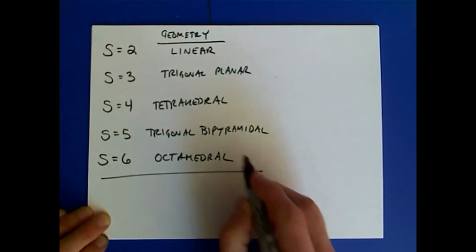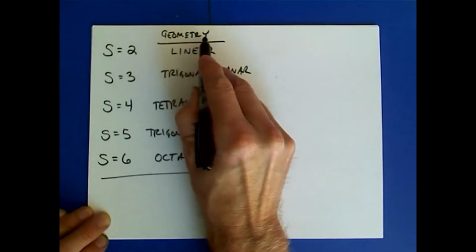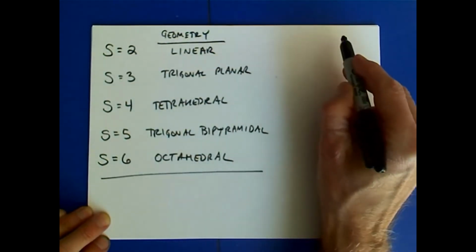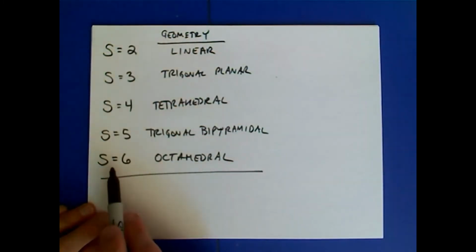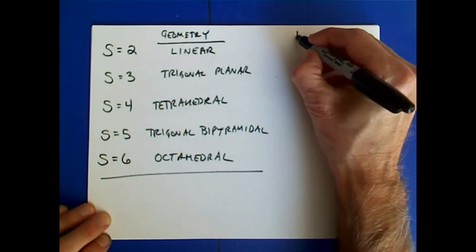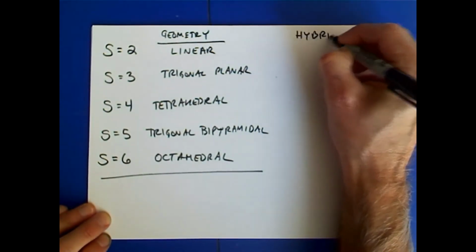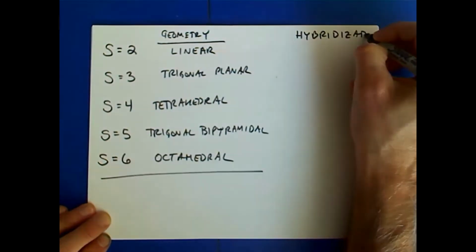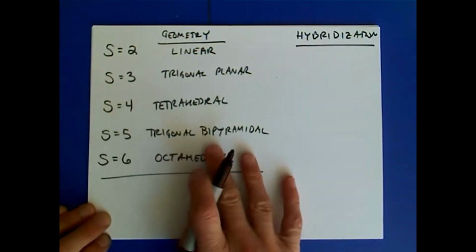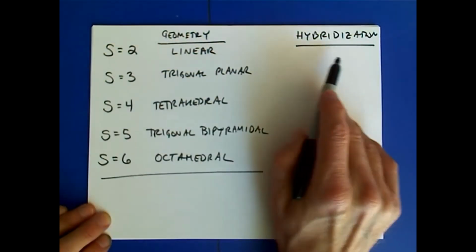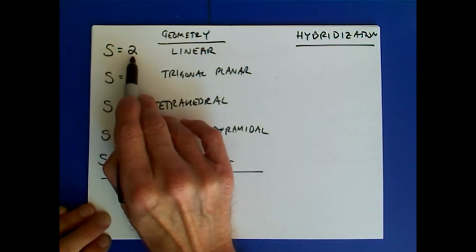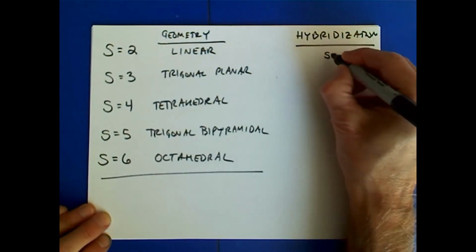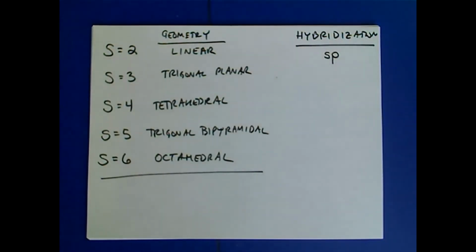I want to stress that these are electronic geometries. Remember, we get molecular geometries by first determining what the electronic geometry is. Each of these steric numbers is going to have associated with it a particular hybridization that we're going to cover in a bit. Here are the hybridizations that will result in these electronic geometries. If we have s equals 2, we end up getting what's called an sp hybridization of the atomic orbitals.